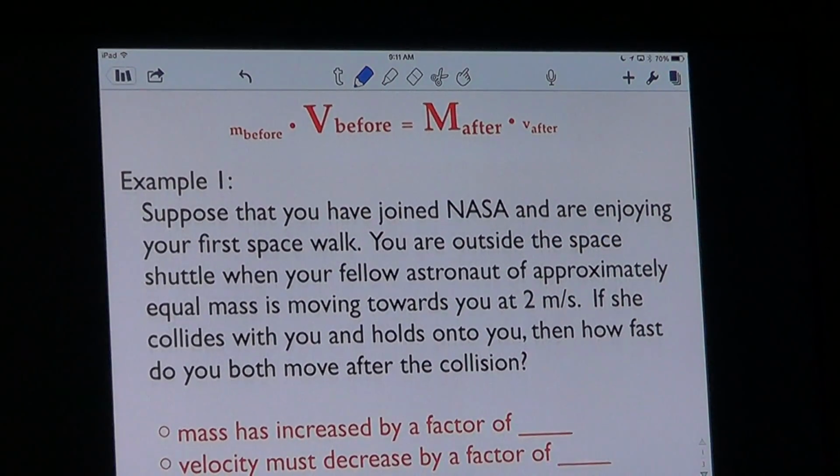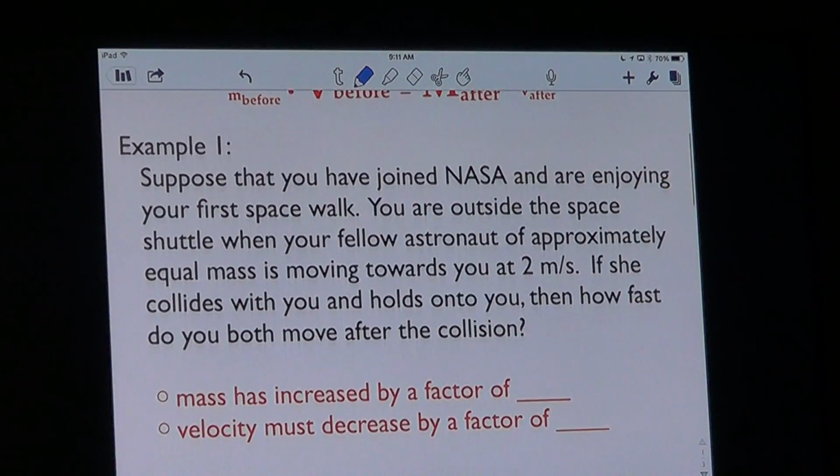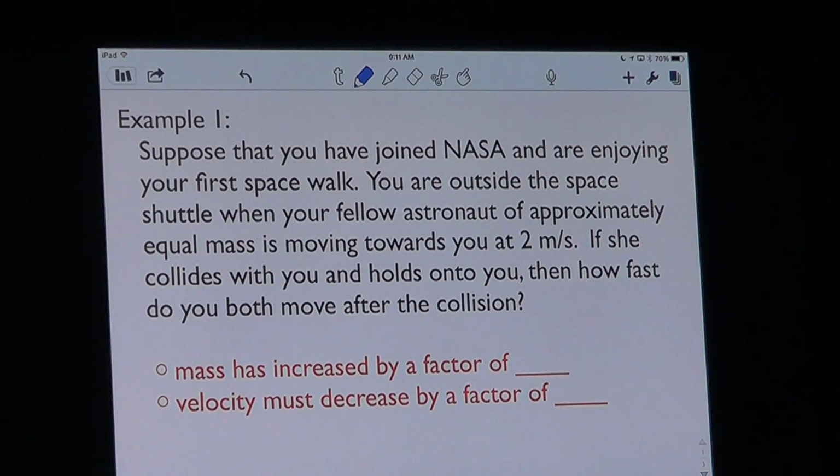So if you have joined NASA and you are doing your first spacewalk, you are outside the space shuttle when your fellow astronaut of approximately equal mass is moving towards you at 2 meters per second. If she collides with you and holds on to you, then how fast do you both move after the collision? So we have to consider how much the mass is being increased, and then the velocity will decrease by that same factor. So how much is the mass increasing by? By a factor of what?